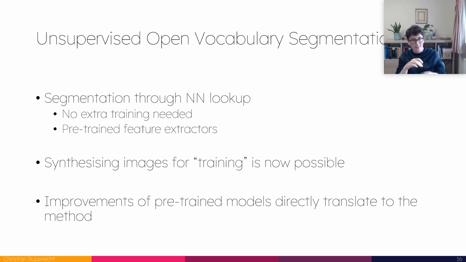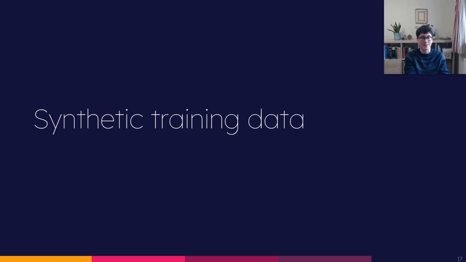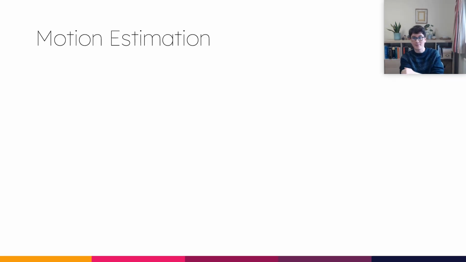Now I've said that this approach of making tasks more generic is only one way to align this task solving approach that we're following to these generic models that we have out there. Another way to make this work is through synthetic training data. And here I want to talk about a completely different field of computer vision, which is motion estimation.